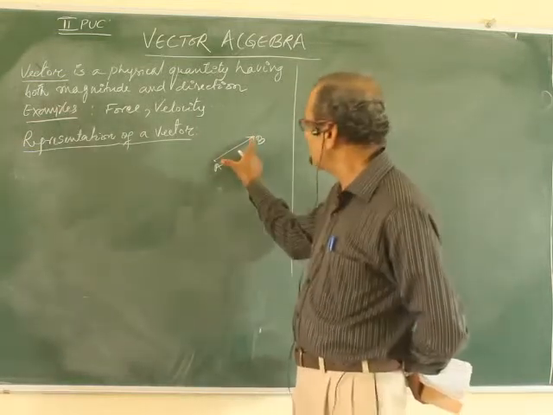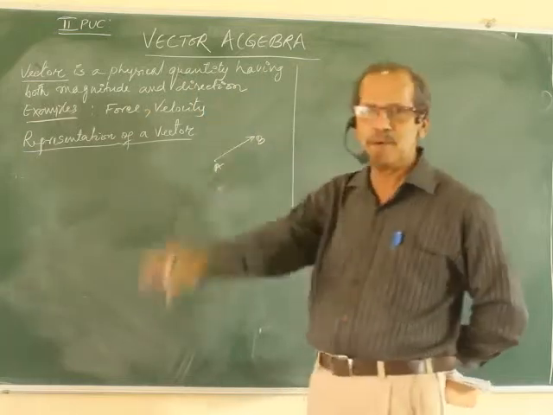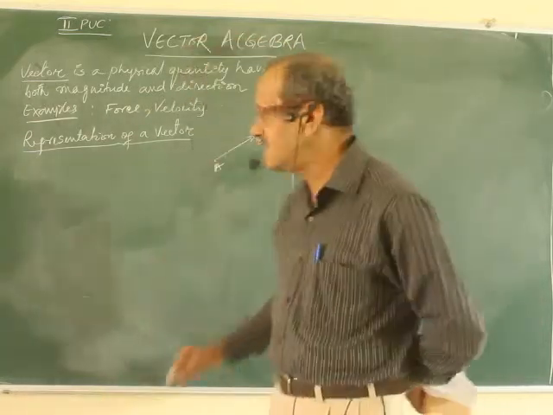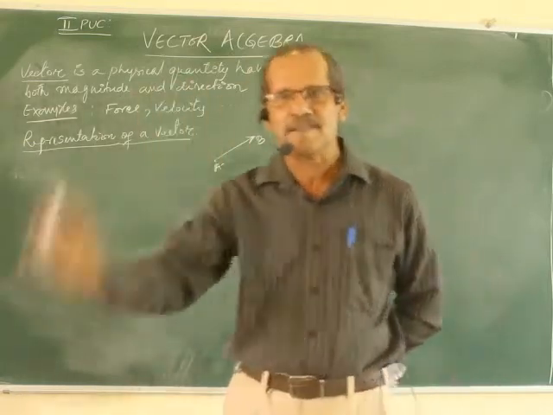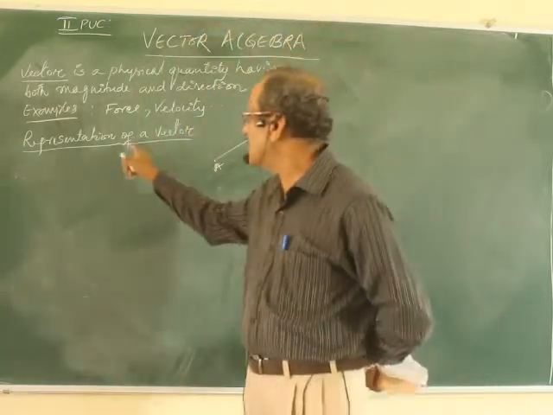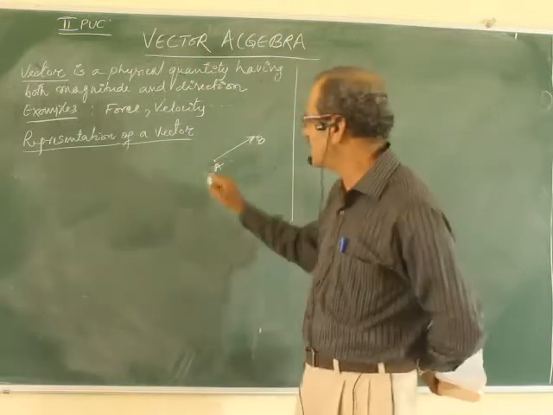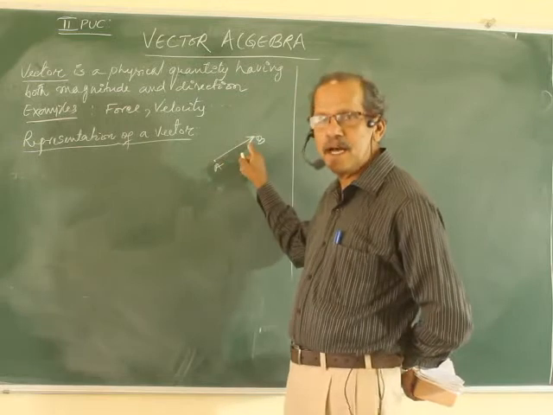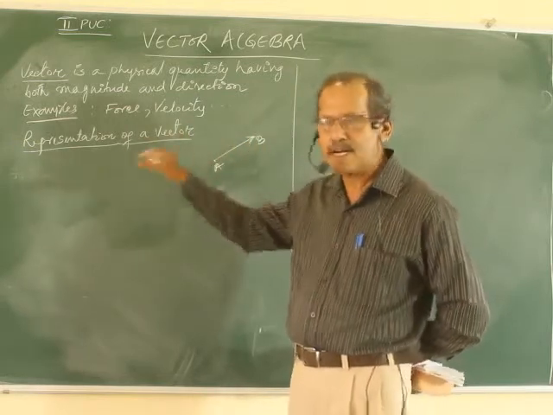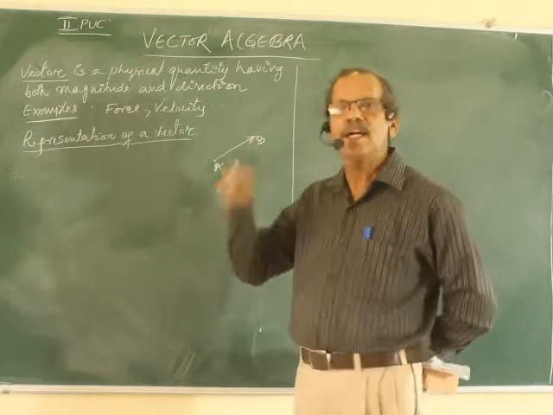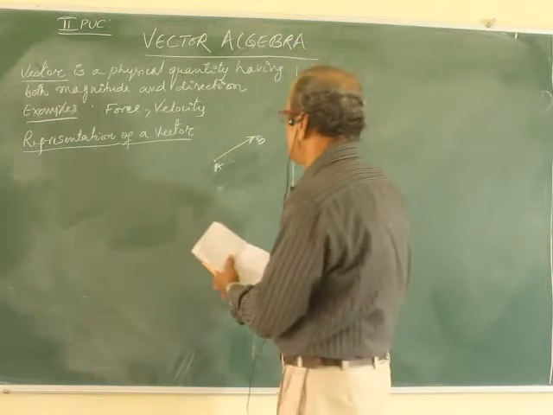Now, the length of this arrow, the directed segment, is the magnitude. And the direction of the arrow indicates the direction of the vector. So, how to represent the vector? By a directed segment with the initial point and terminal point. Length of the arrow, magnitude of the vector; direction of the arrow, direction of the vector. Clear? Let me write that one.